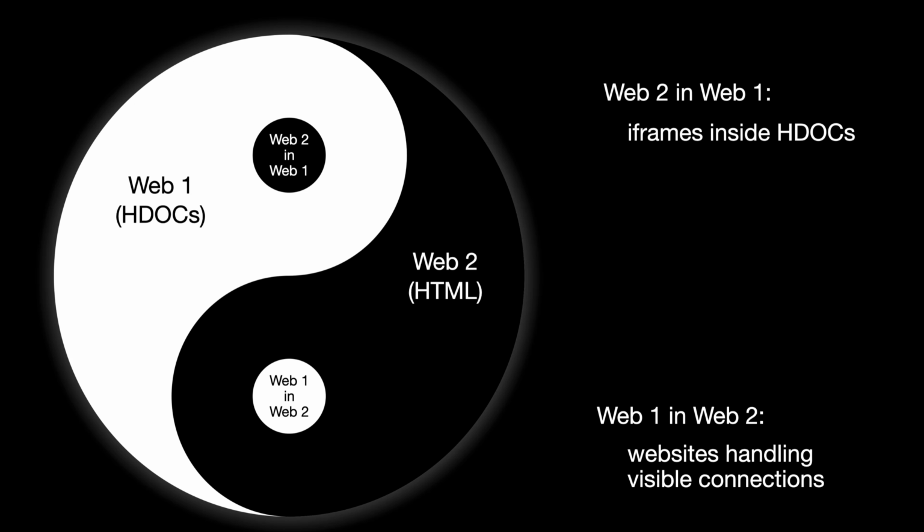So Web 1 inside Web 2 simply means that a website or app can be programmed to display visible connections in its own environment. It can use HDocs or any other document type. The only real limitation is that the documents must be served from the same server.